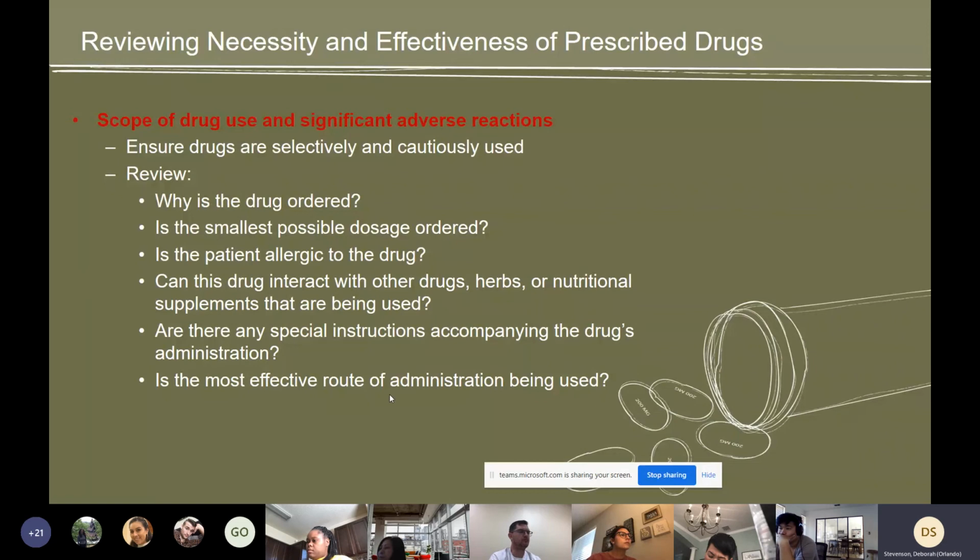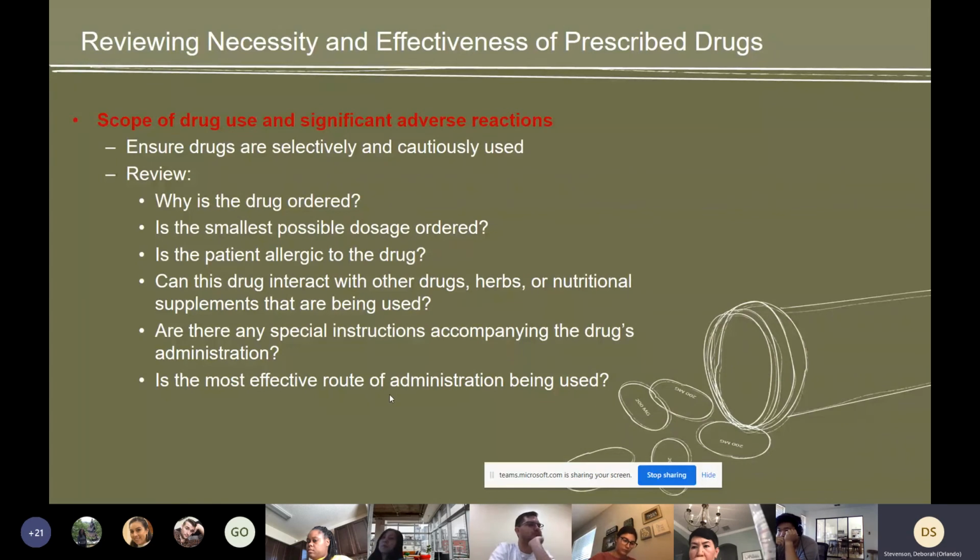Foods, drugs, herbs, all the interactions that you might know about your particular drug. Are there any special instructions about giving the drug? If there's no special instructions and you think there should be, again, that's something to think about. But you must be able to review the drugs and to ask yourself these questions. And of course, is the most effective route of administration being used?